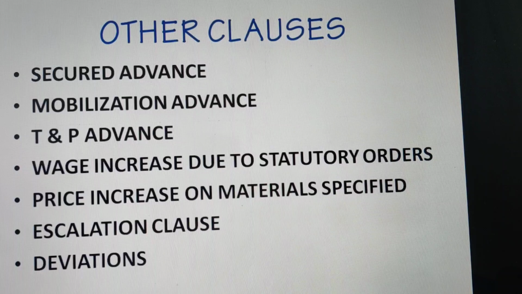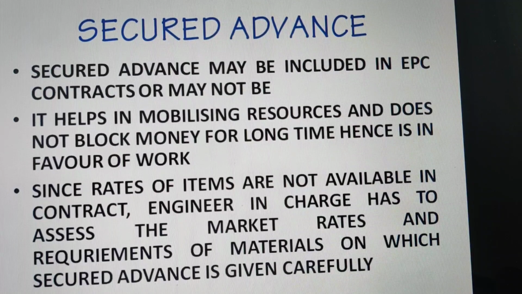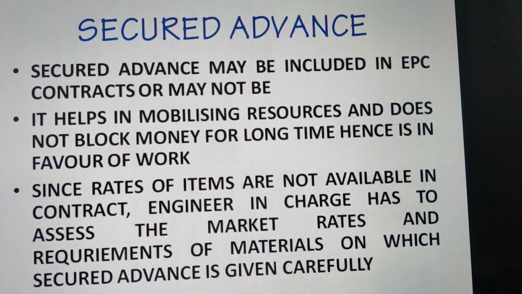Other important clauses may be secured advance, mobilization advance, TNP advance, wage increase, price increase of materials, escalation clause, and deviations. Now let's talk about the secured advance. Secured advance is given on the materials which are brought in at the site and which are to be used in the work. Therefore, secured advance may be included in EPC contracts or may not be, as the tender accepting authority, tender inviting authorities want, but it helps in mobilizing resources and does not block money for a long time. Hence, it is in the favor of work.